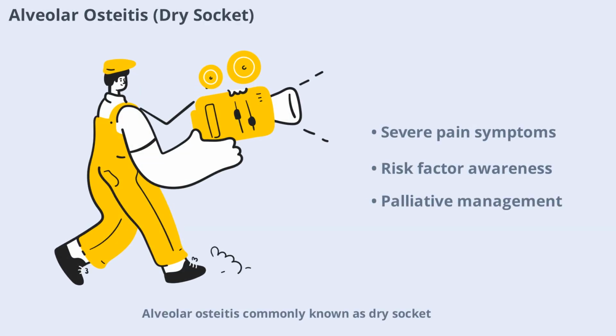Alveolar osteitis, commonly known as dry socket, is characterized by severe throbbing pain, foul odor, and disintegration of the blood clot, exposing bare bone. It is linked to bacterial factors, trauma, smoking, vasoconstrictors in local anesthesia, and oral contraceptives. Management involves palliative care, pain control, and promoting healing. Preventive measures include gentle surgical technique, avoiding trauma, and educating patients about risk factors. Early recognition and intervention are key to minimizing discomfort and promoting recovery.